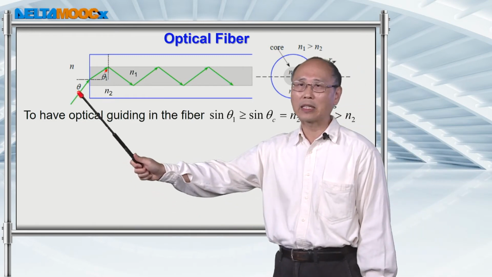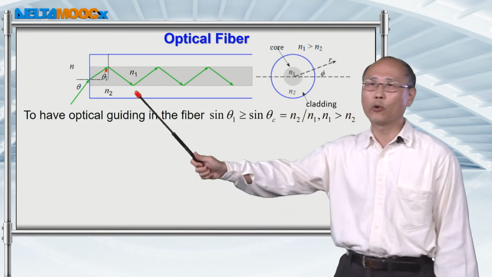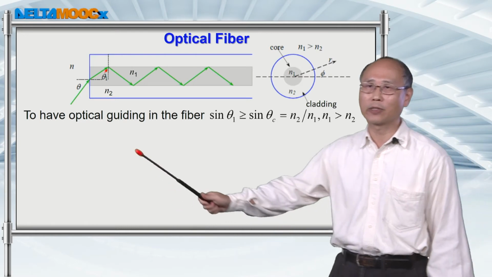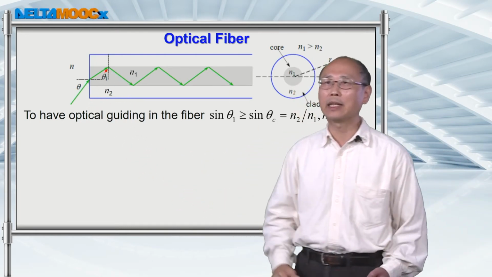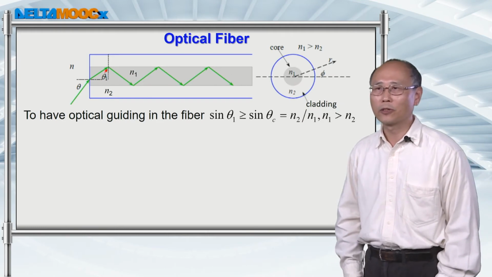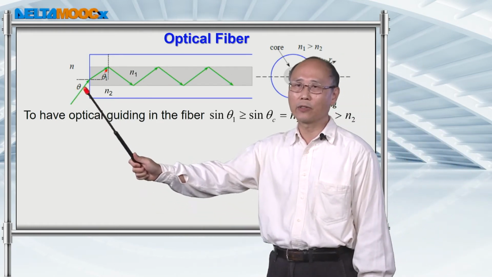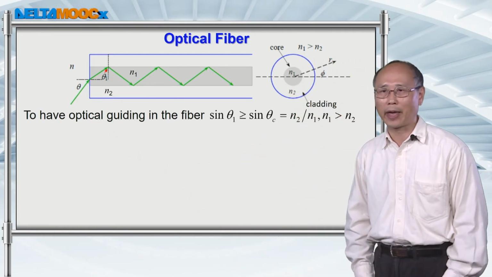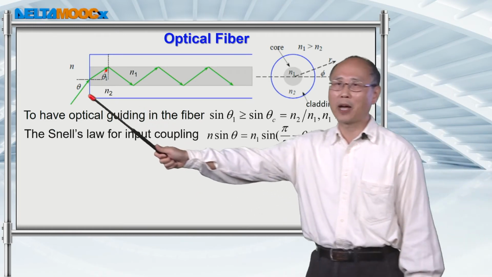what could be the maximum incident angle, the coupling angle theta, so that the wave can be confined inside this optical fiber? Because you don't want to send an optical signal that cannot be guided inside this optical fiber. So now let's try to figure out what could be the maximum angle here so that this theta 1 can always be larger than the critical angle. So let's use Snell's law at this boundary.